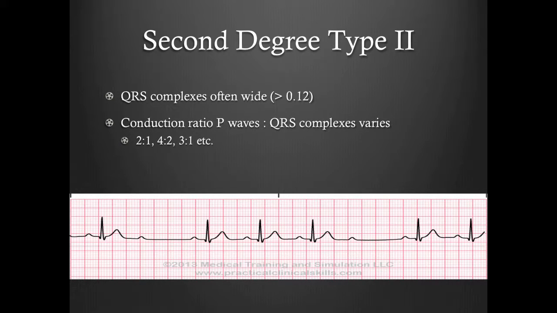The QRS complexes are often wide, not like this one here at the bottom, which is pretty close to 0.12 to 0.20, but often you'll see almost a full ventricular style QRS complex. Just like in the other one, the conduction ratio is the P waves to QRS complexes, and below, just like that first one, it is 4 to 3.